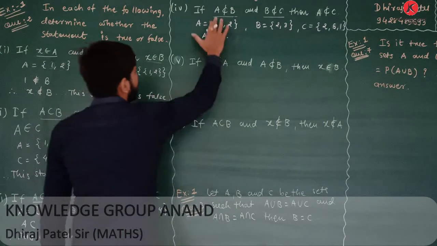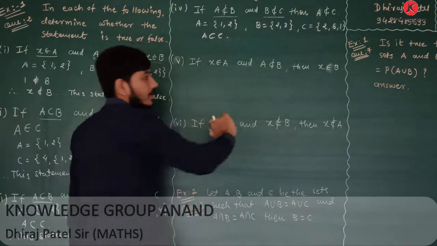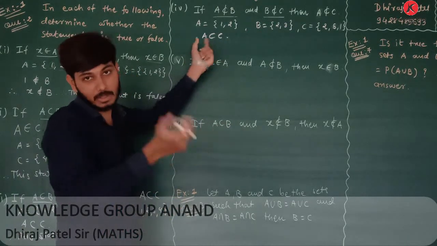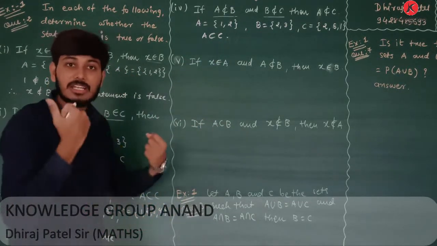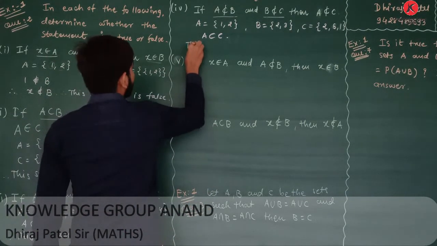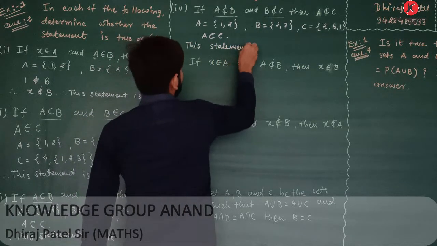If A is not a subset of B and B is not a subset of C, then we cannot say that A is not a subset of C, because it may be possible that A is a subset of C. Therefore, this statement is false. Clear? This statement is false.